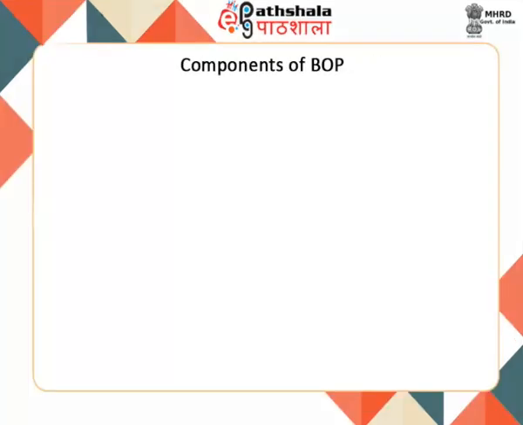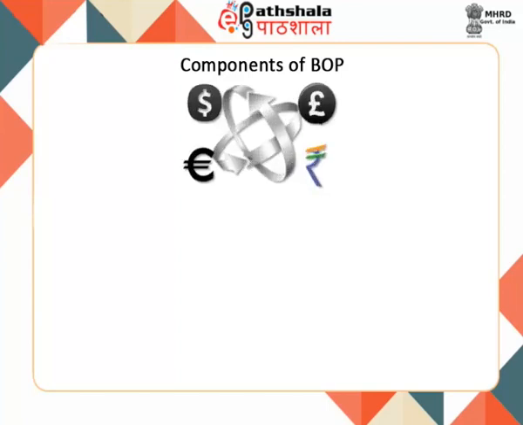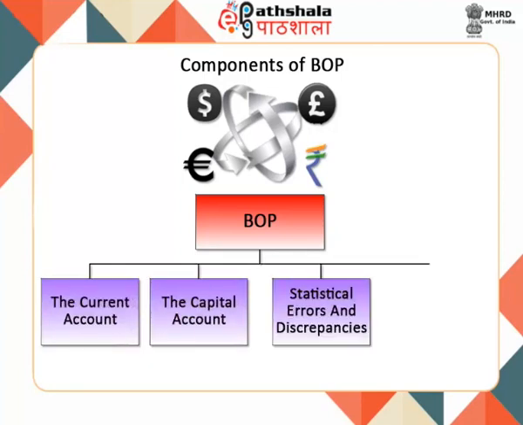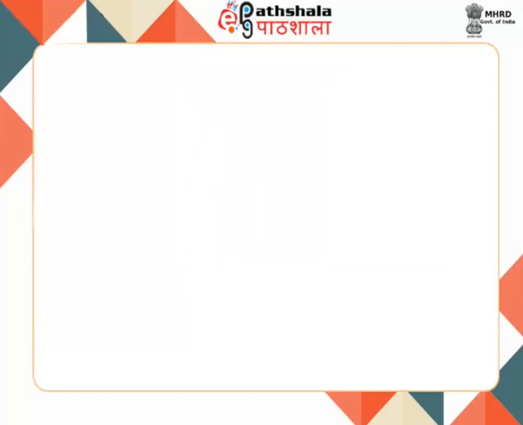The BOP statement covers and records all types of international economic transactions that a country engages in over a certain period of time. Based on the type of transactions, the BOP sub-accounts are as follows: the current account, the capital account, statistical errors and discrepancies, the official reserve account.